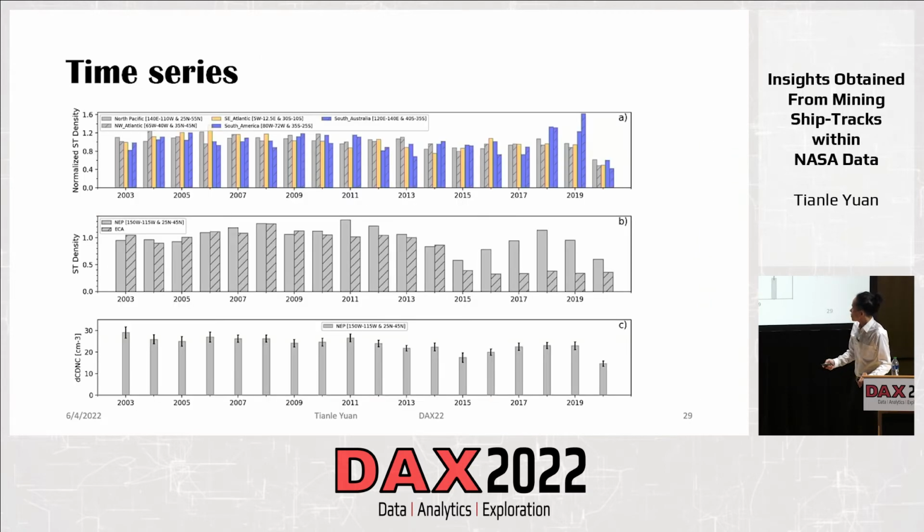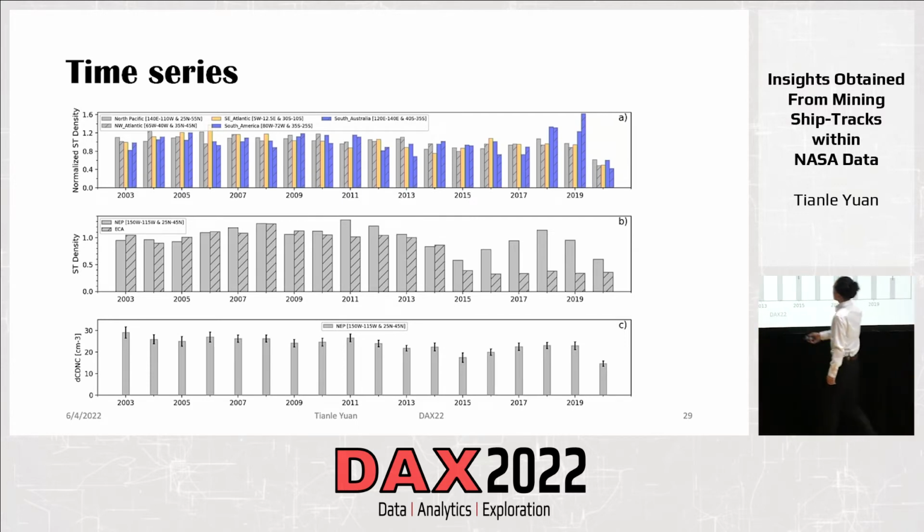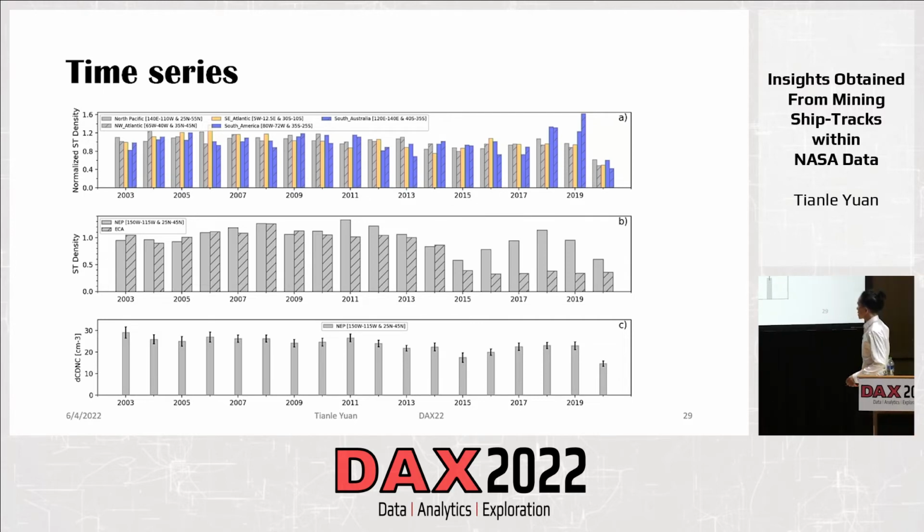So we can detect those things, and this is a more complicated plot, but I want you to just focus on the middle panel. We looked at the Northeast Pacific region and wanted to see how the ship track density relates to international trade. And it turns out the ship track density tracks the trade trends quite well. For example, in 2015 and 2016, China had an economic slowdown, and they reduced a lot of raw material imports. That's why you see fewer ship tracks during that period.